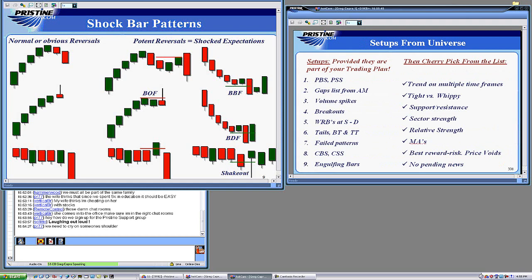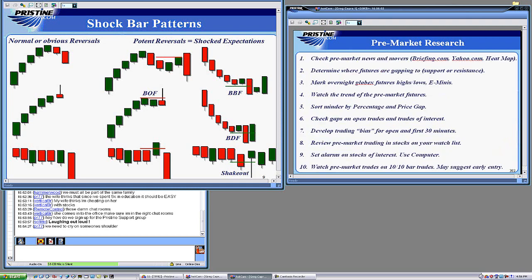Scan for volume. You never know what you're going to find. All the various patterns. And then you go and cherry pick them. The quality patterns, relative strength, strong sectors, and so on. Pre-market, check the news.